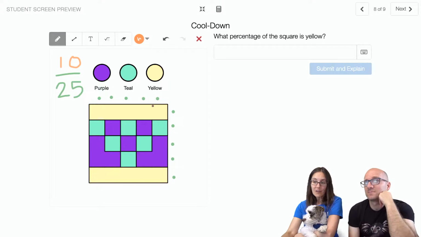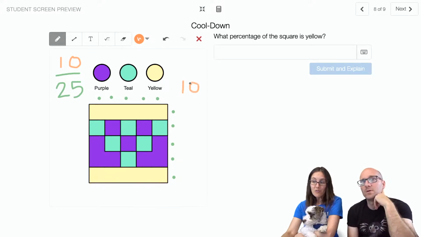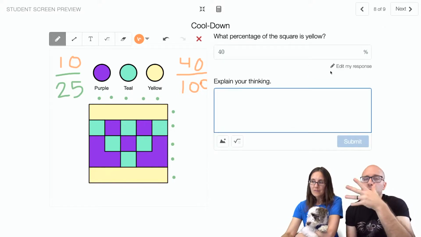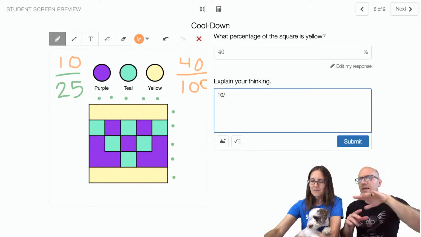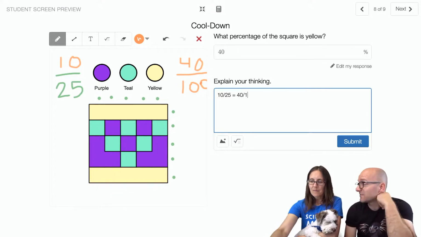10 out of 25. That's how many I have. And if I want to get it to something over 100, which would be a percent, then I've got to times both the top and the bottom by 4. So 4 times 10 is 40. Now I'm going to check my work. 40%, says Science Mom. And you could explain, you said it all out loud. I did. And it would take just a minute to actually write that all out. But I like this fraction approach.